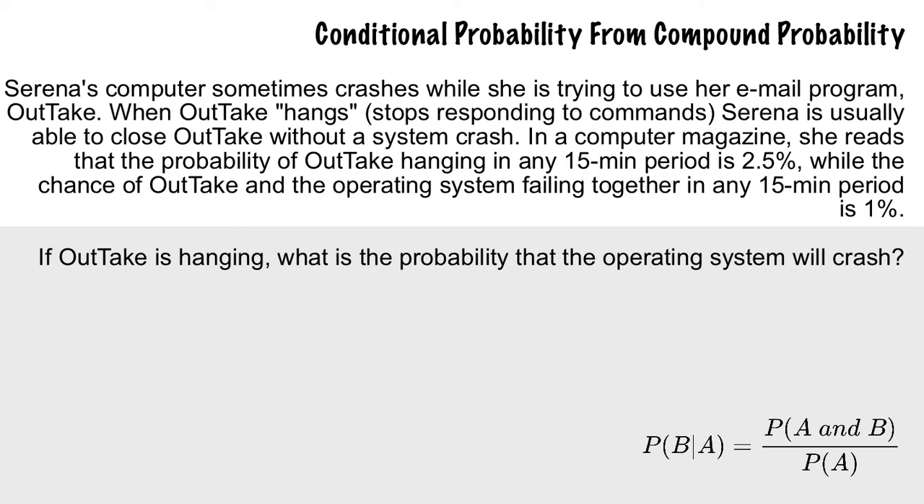Conditional probability from compound probability. Serena's computer sometimes crashes while she is trying to use her email program Outtake. When Outtake hangs, stops responding to commands, Serena is usually able to close Outtake without a system crash. In a computer magazine, she reads that the probability of Outtake hanging in any 15-minute period is 2.5%, while the chance of Outtake and the operating system failing together in any 15-minute period is 1%. So if Outtake is hanging, what is the probability that the operating system will crash?